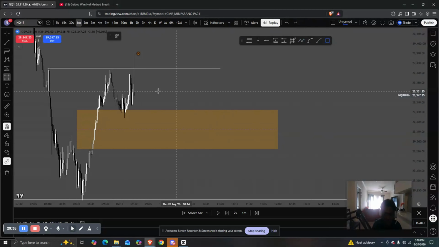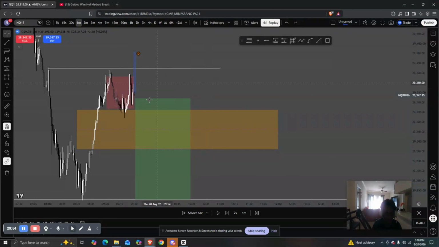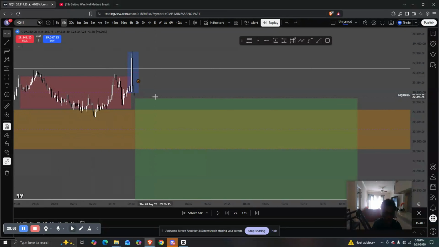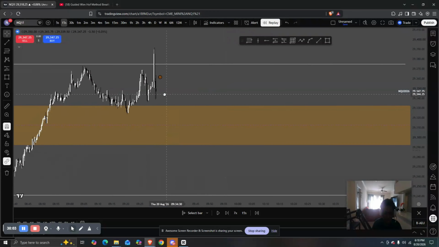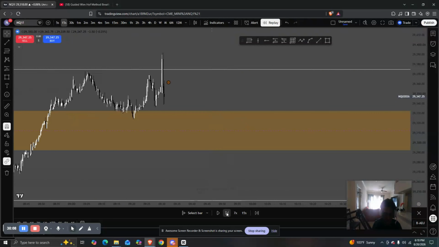It looks like this is our accumulation over here. We have our manipulation now. Now we need to wait for our distribution lower. Simple stuff. I like to trade on the 15-second to give me a more precise entry, but if you're a beginner, stick to the 1 minute. It's a little bit easier to find. So now we need to wait for an entry.